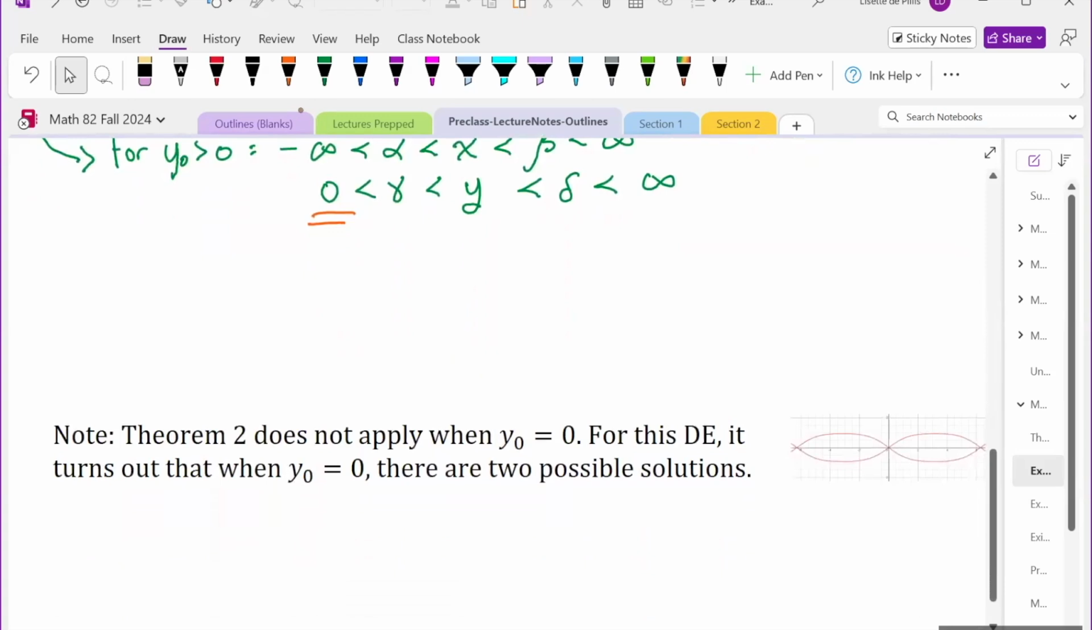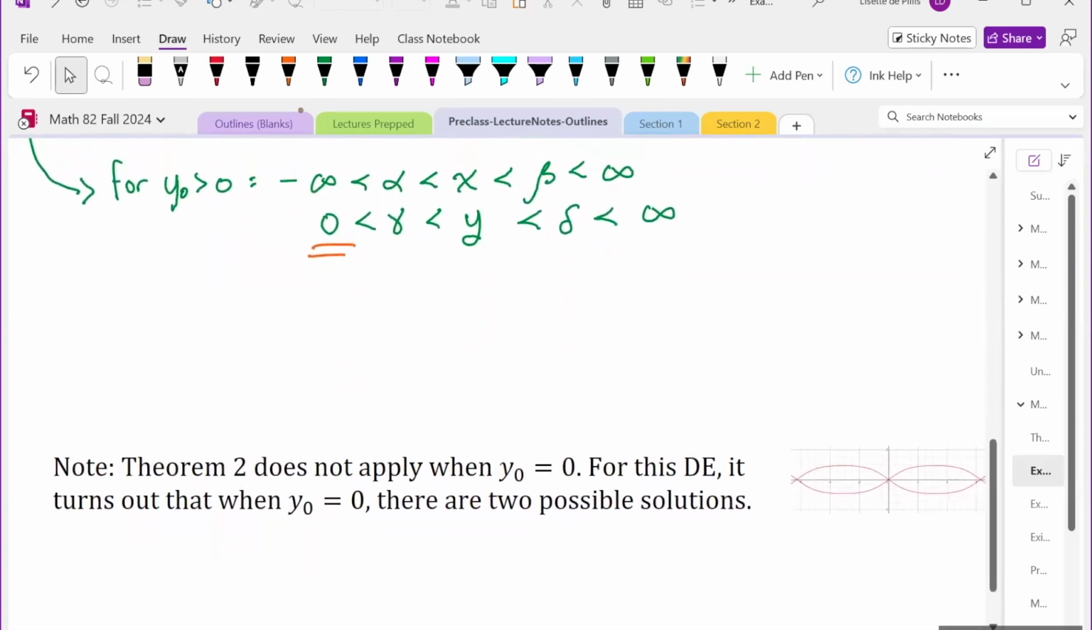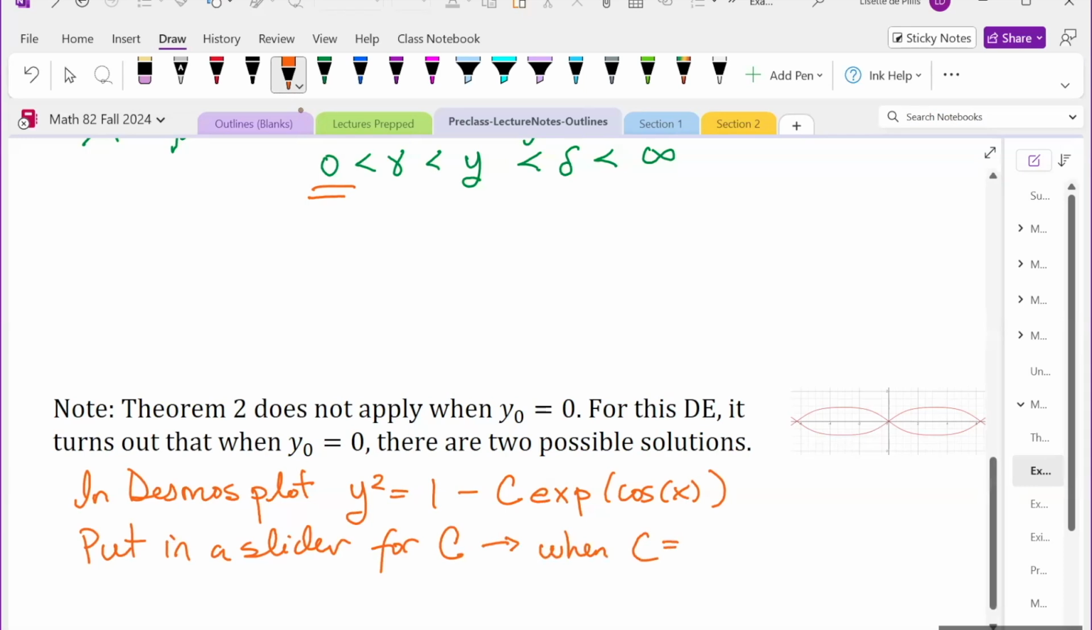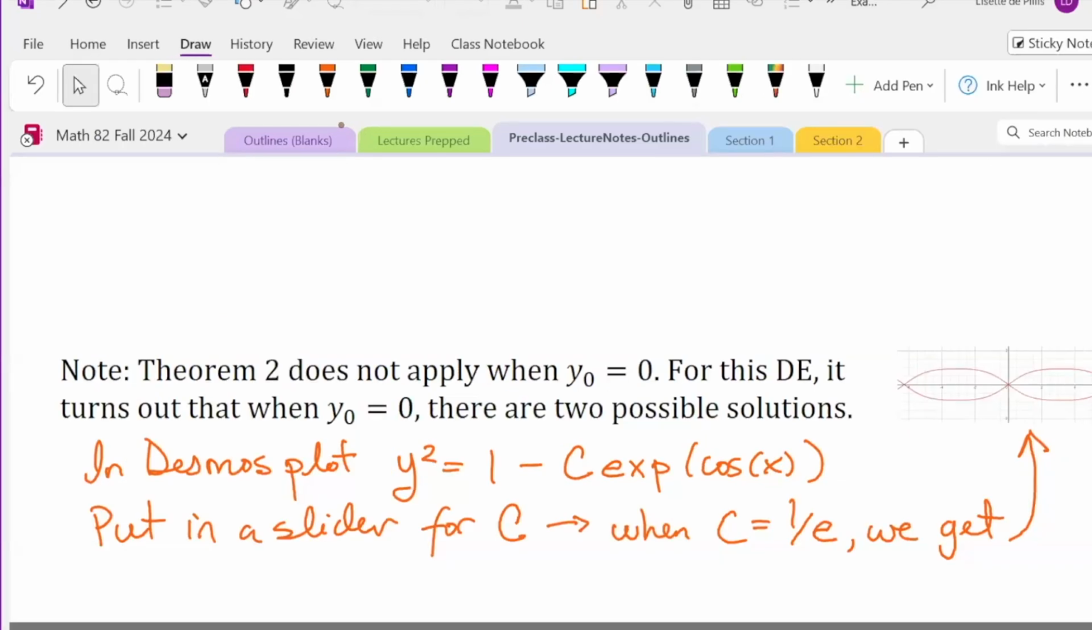If you want to go to Desmos and take a look at what this looks like, plot the solution y squared equals 1 minus some constant times exp of cosine x. You can actually put in a slider for c, the constant, in Desmos, and when c equals 1 over e, you get this situation. In other words, if y naught equals 0, your constant is going to be forced to be 1 over e.